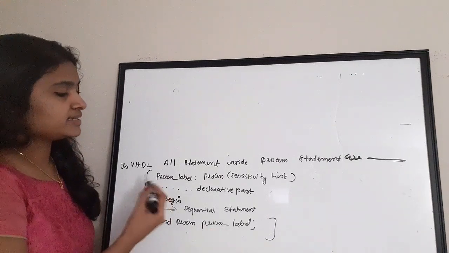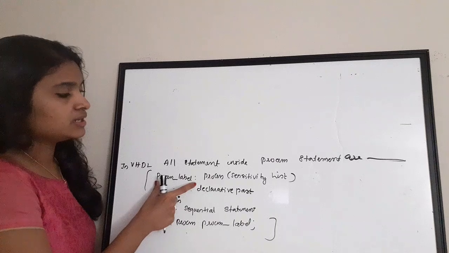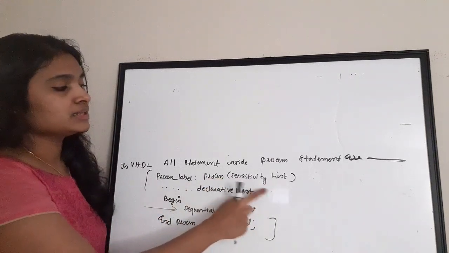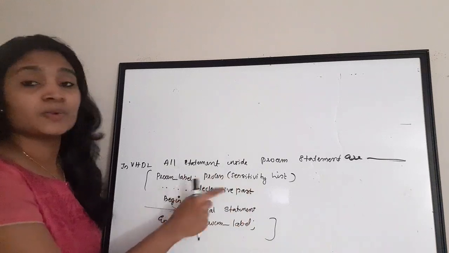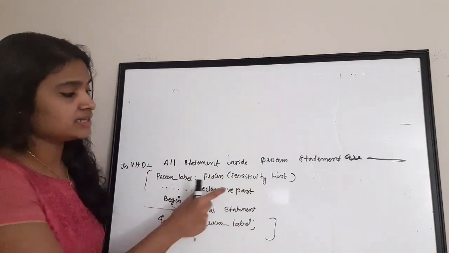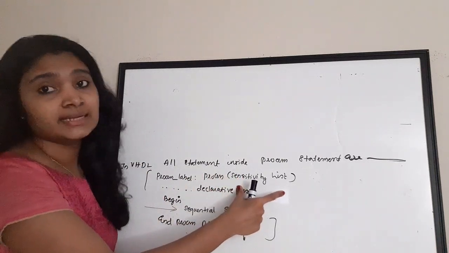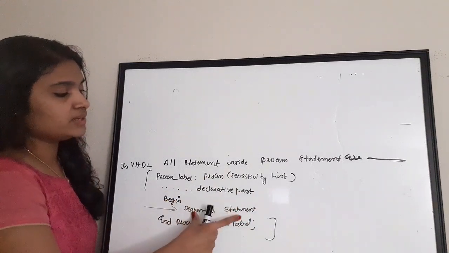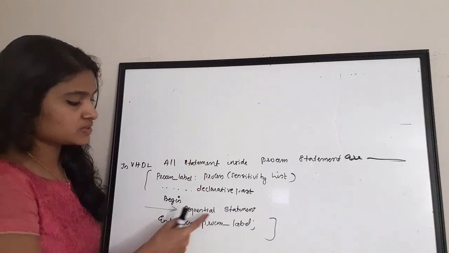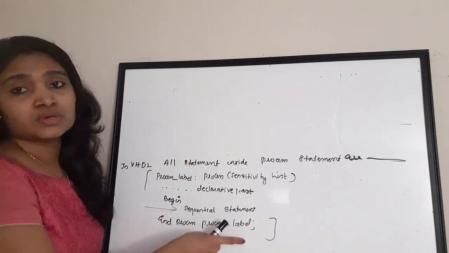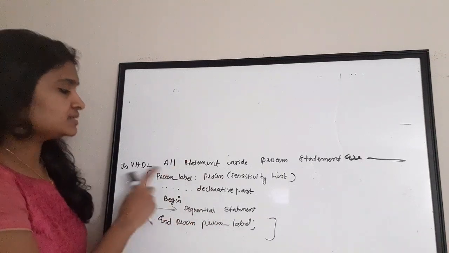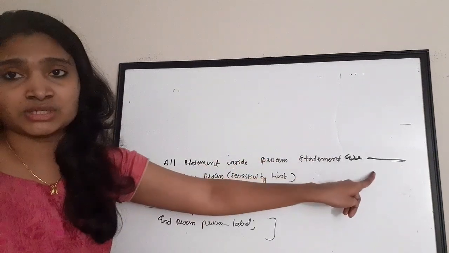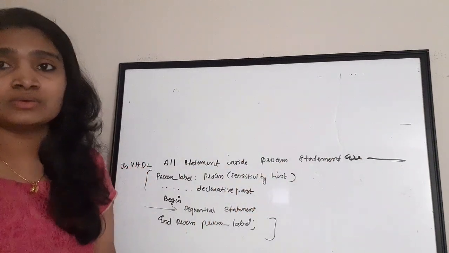So I'll tell it once again. There is a process label. Then there is process, its sensitivity list, meaning the variables on which this process is actually depending. That is called its sensitivity list. Then there is a declaration part, begin. Then we write the sequential statements within the process. Then end process, process label. Okay, so the question is, in VHDL, all statements inside process statement are dash. They are sequential. Okay.